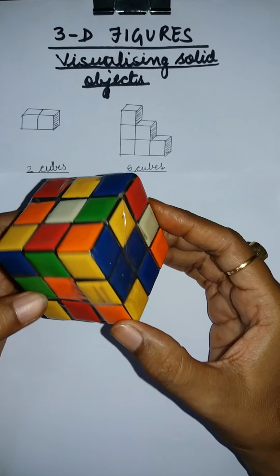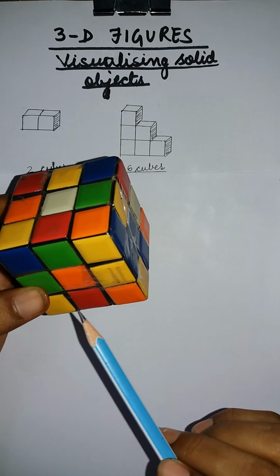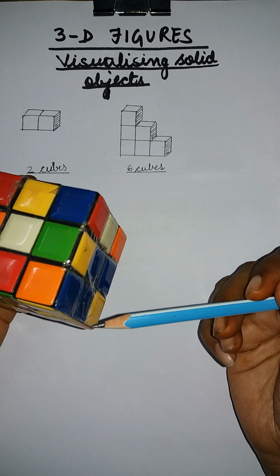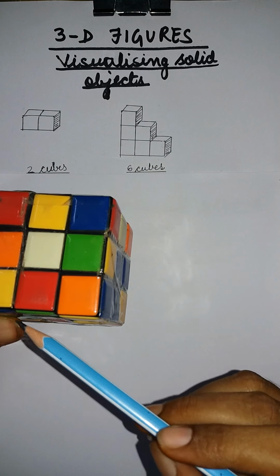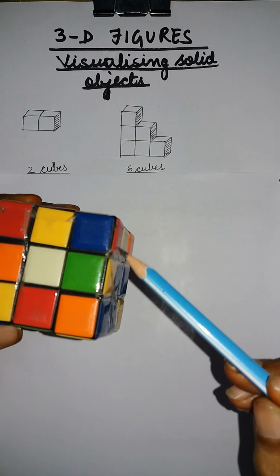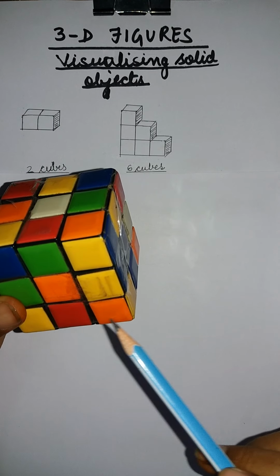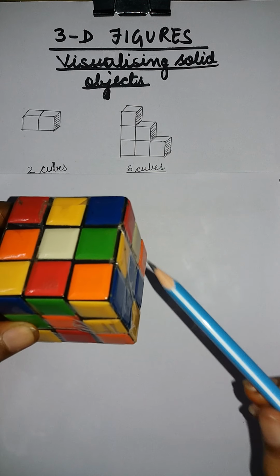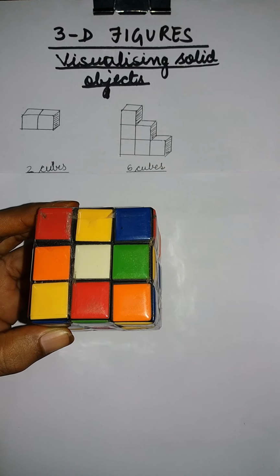Now let us count how many cubes there are in this Rubik's cube. We can see here 1, 2 and 3 layers of cubes are kept here, and 1, 2, 3 we can see here. Now there is one layer, second layer and the third layer. So 3 by 3 layers are there. So the total number of cubes in this Rubik's cube is 3 3s are 9 and 9 3s are 27. Total 27 cubes are there.